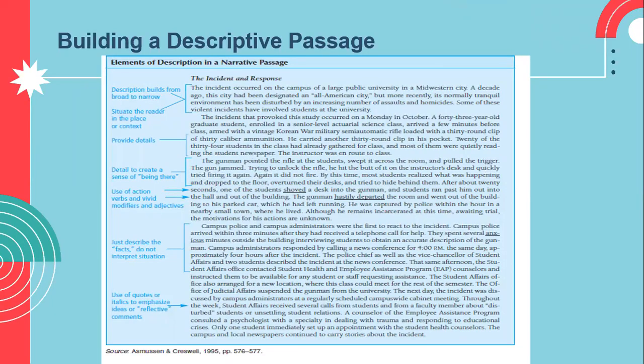Okay, this is building a description passage. This is the example descriptive passage, and on the left side, this is the description. Every paragraph of description goes from broad to narrow. This situates the reader in the place or context here, and provides details, and then more details to create a sense of being there. Yes, use action verbs and vivid modifiers and adjectives.